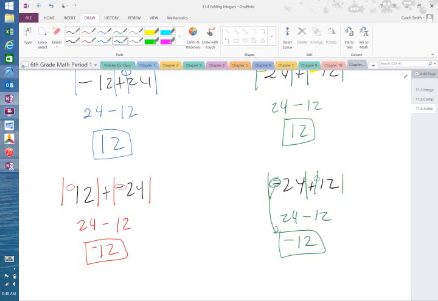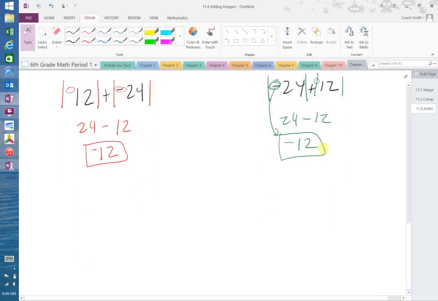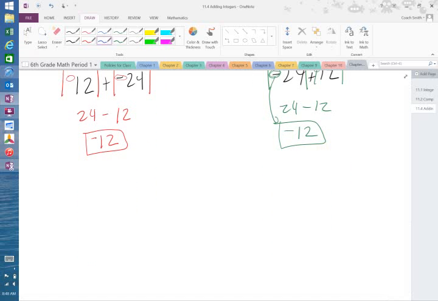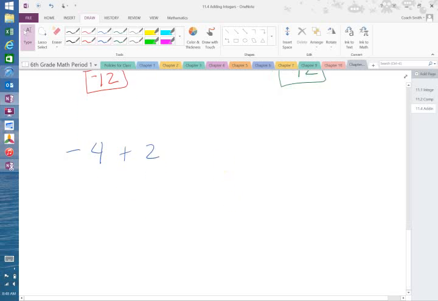Now, let me show you another way you can look at it. If that's confusing to you, think of it in these terms. Let's say I have negative 4 plus 2. Very simplistic problem. Okay? Under the negative, I have 4 negative signs. Under the 2, I have 2 positive signs.